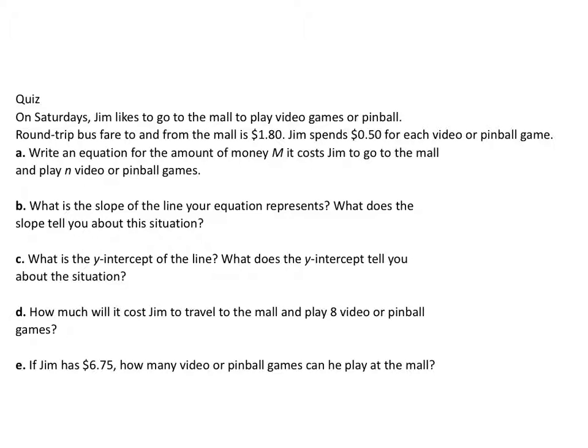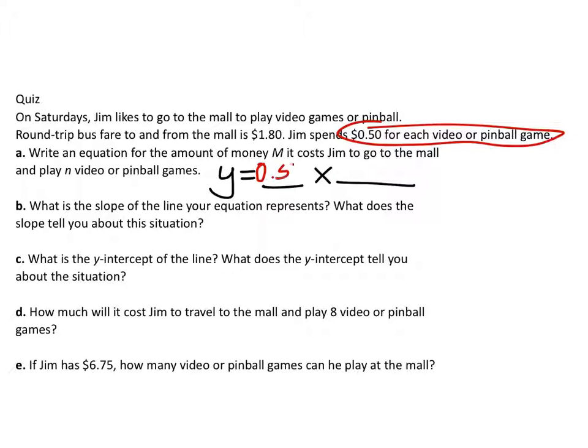Alright, let's go ahead and go over this one. I'm going to use different variables than the ones they gave us, but I know the amount of money he spends will depend on how many video games he plays. So I'm going to write it as y equals the rate of change times the x plus the amount to start with. The rate of change is going to be 50 cents for every video game, because the amount he spends will change as he plays more or fewer video games. And each of those will be 50 cents each.